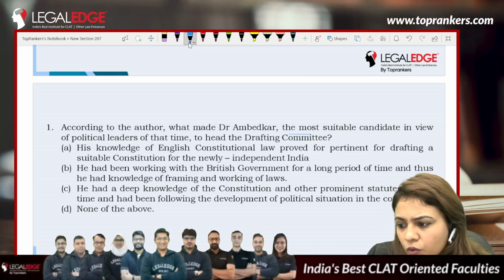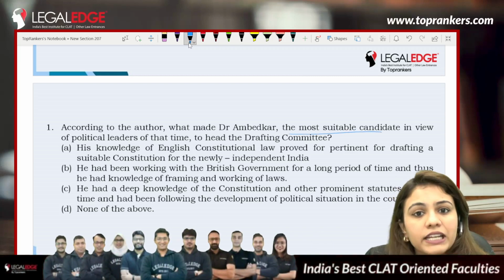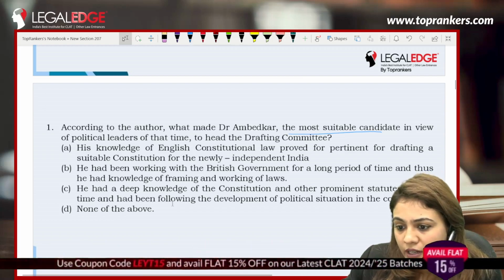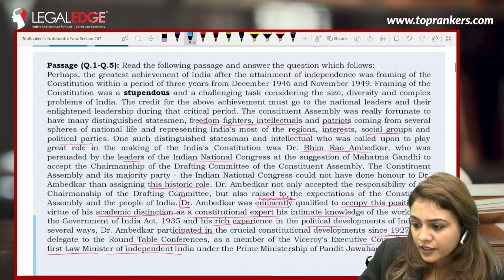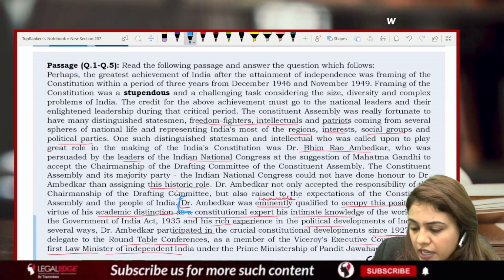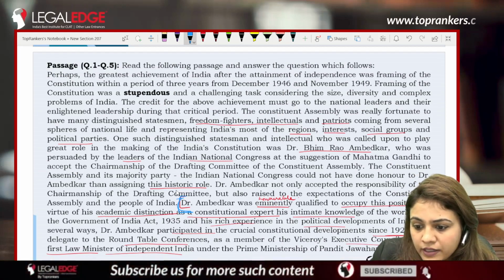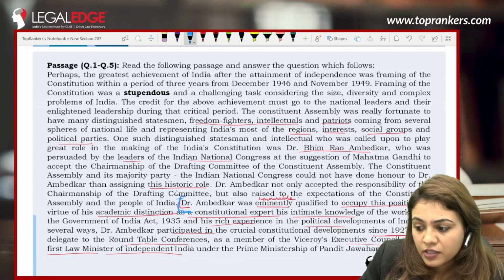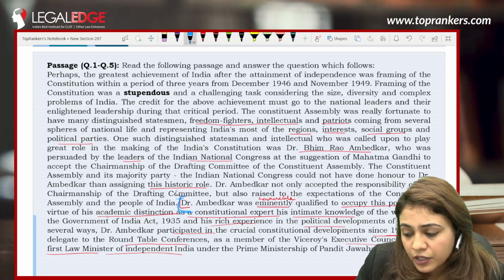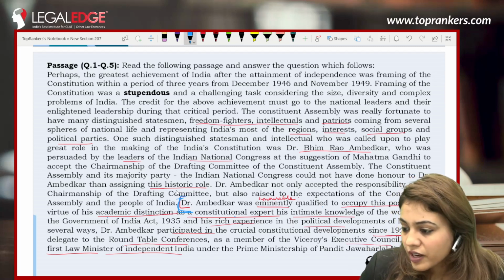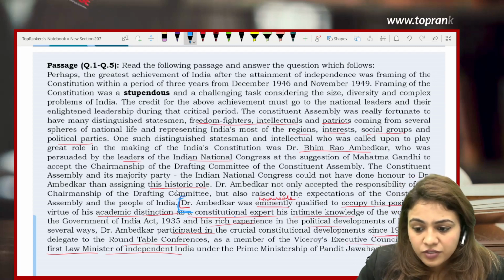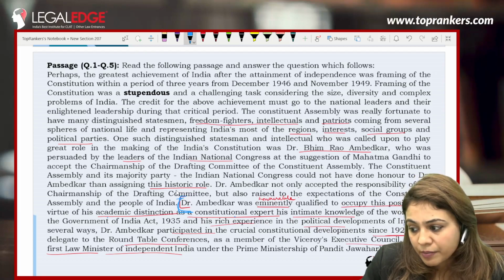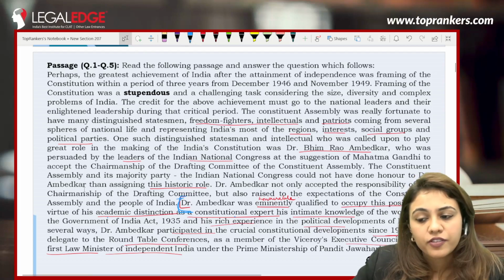So I already told you that there is a part where it is very clearly mentioned as to what makes him the most suitable candidate. Let me take you to the part. It's given in the first slide itself. This is the part. He was eminently qualified to occupy this position by virtue of his academic distinction. As a constitutional expert, he was very well attached to the framing of constitution. He had intimate knowledge of the working of the government of India. Also, he had a rich experience in the political developments of India. Which brings me to our first answer.